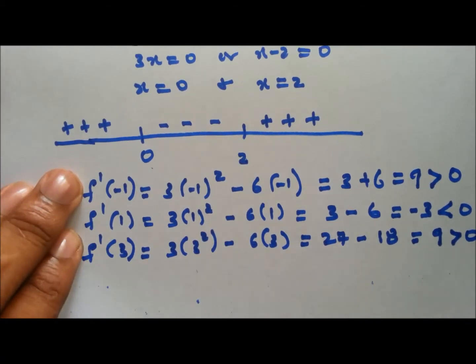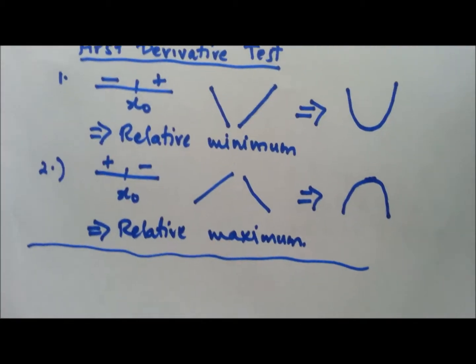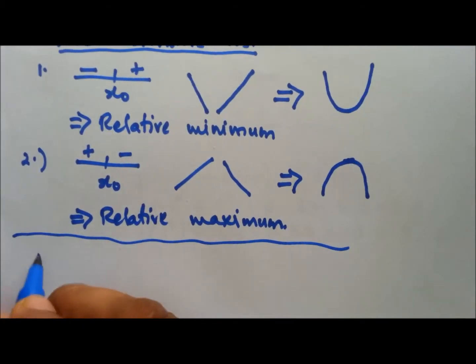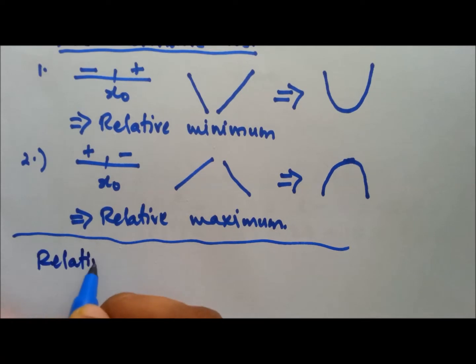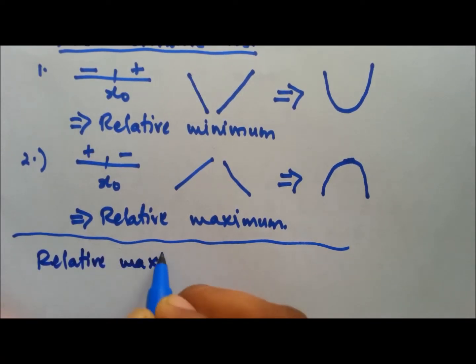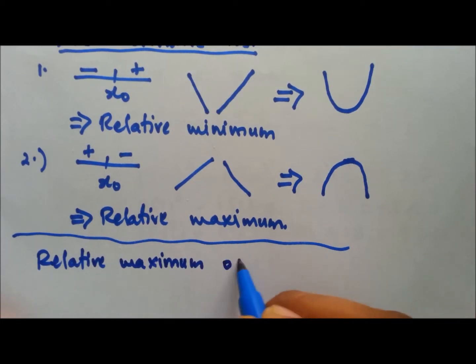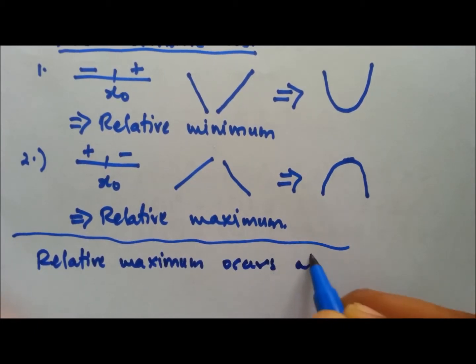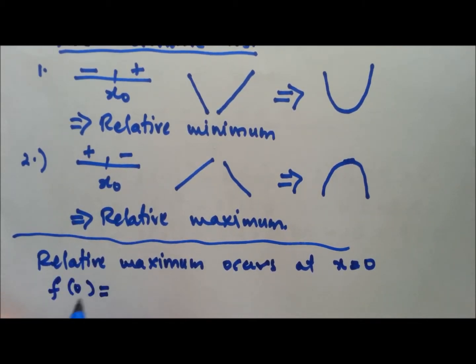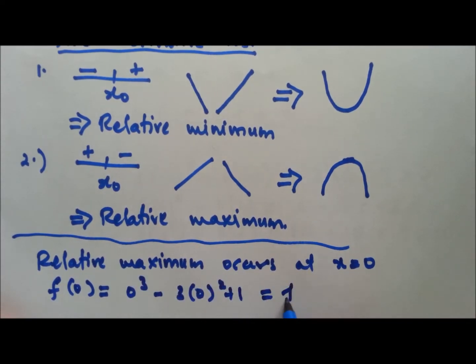Let's put that down on pen and paper now. The relative maximum occurs at x is equal to 0. Let's find f of 0 to give you a coordinate. f of 0 is 0 cubed minus 3 times 0 squared plus 1, which is equal to 1. So the coordinate of the relative maximum is (0, 1).